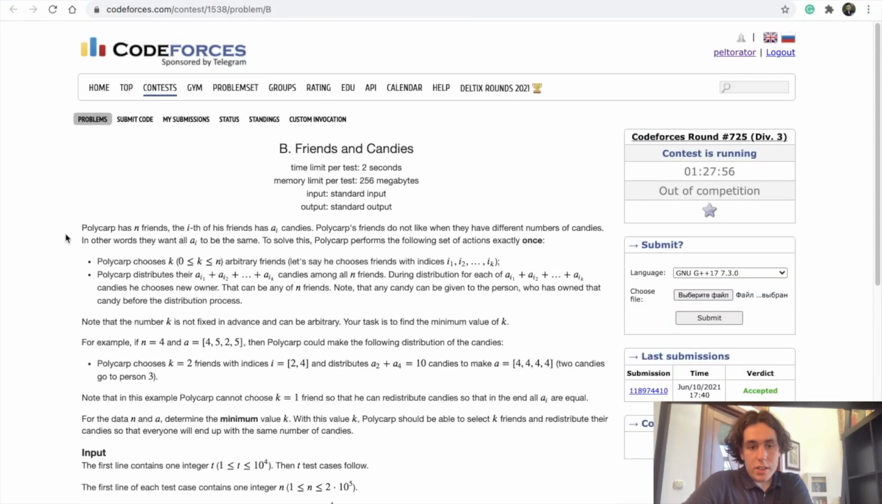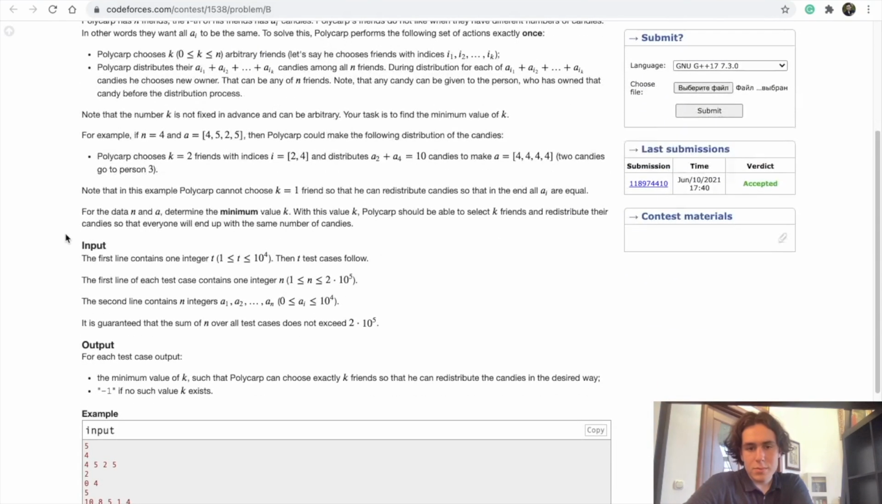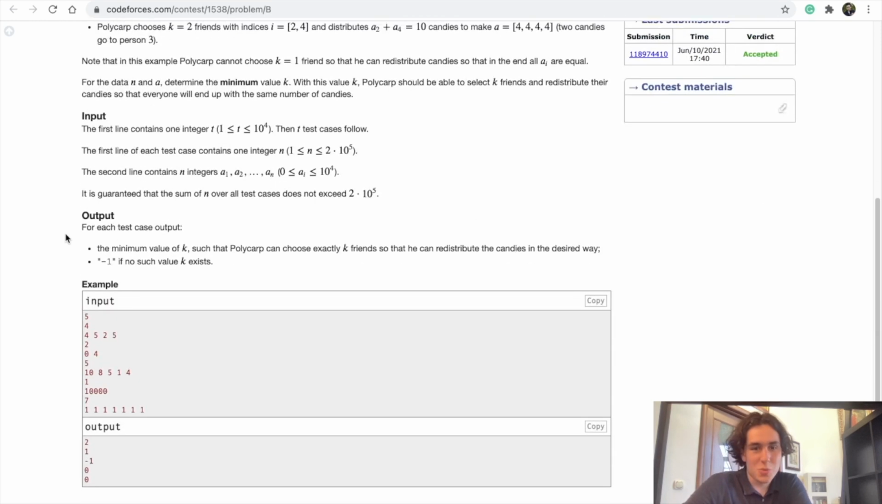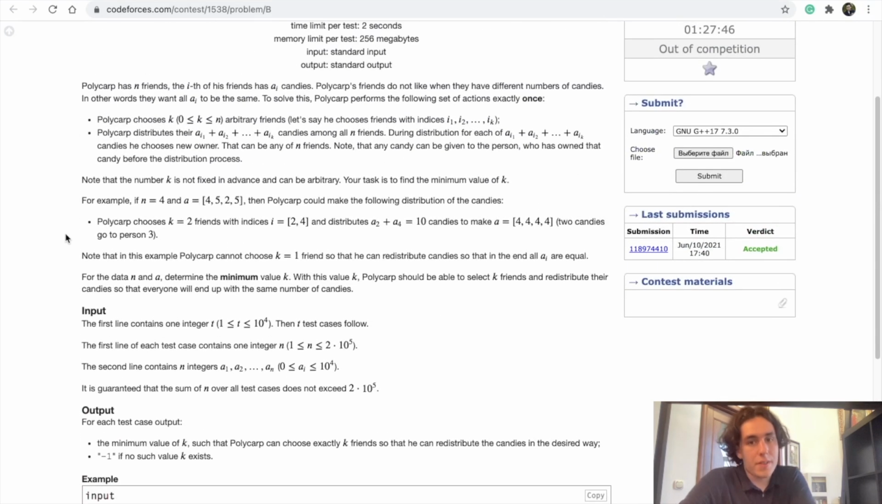Okay, problem B. I kind of misread like half of the problems, I think, and this is one of them. I thought that we should take k members and then distribute their stones between them, but it wasn't right. We should take some members and distribute among all the others.